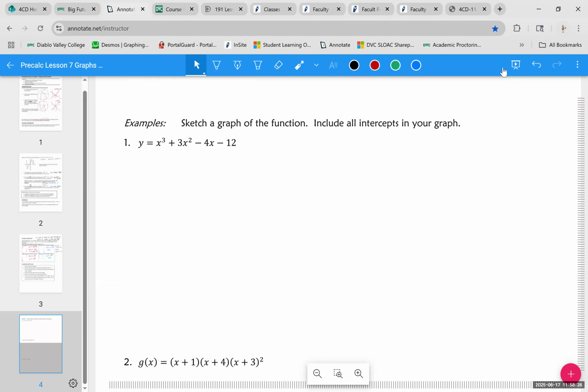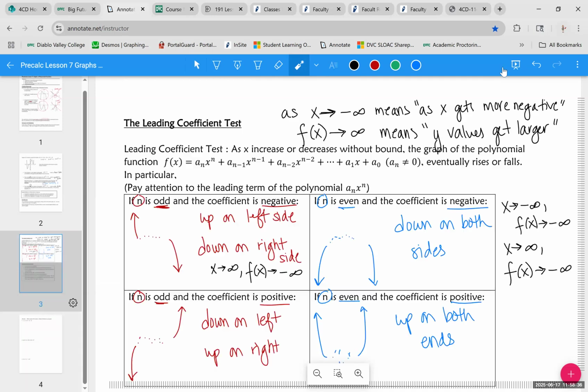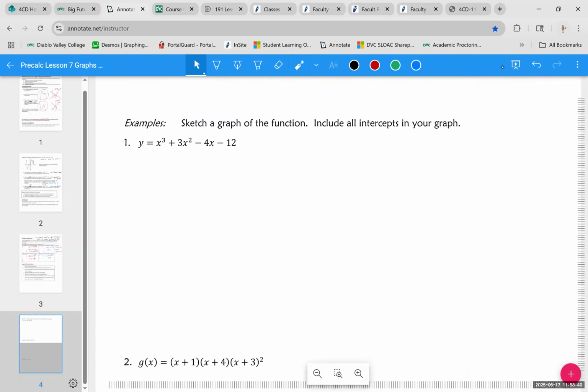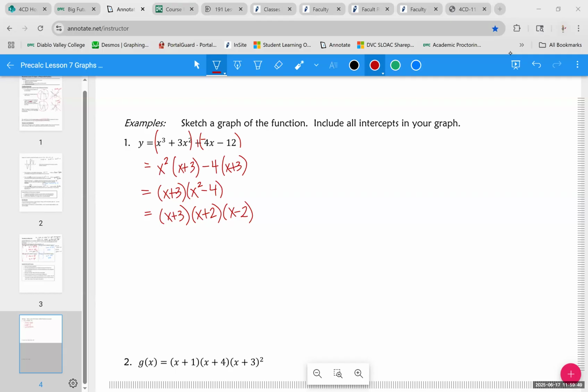So let's go ahead and work on the first one. We want to sketch a graph of this function and include all the intercepts. So the first thing we said we were going to do is factor it. And that will allow us to then find the x-intercepts. So I'm going to have you take a minute to go ahead and factor this. Press pause, give it a try. All right, how did it go?